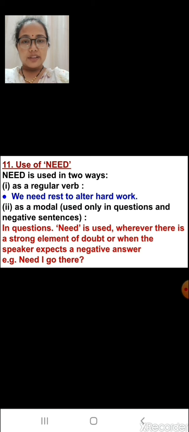Now, number 11, the use of need. Need is used in two ways. As a regular verb, we need, for example, we need rest after hard work. As a modal, it is used only in questions and negative sentences. In questions, need is used wherever there is a strong element of doubt or when the speaker expects a negative answer. For example, need I go there?